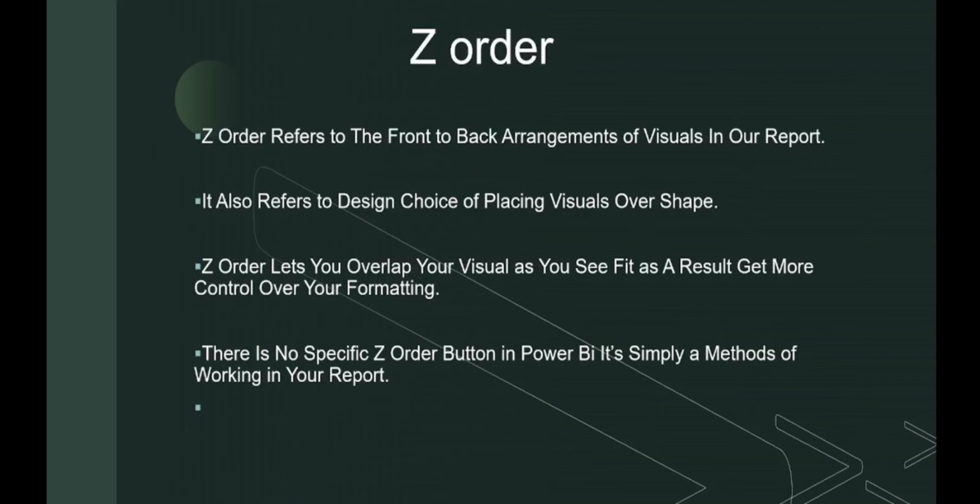Z order refers to the front to back arrangement of visuals in our report. It also refers to the design choice of placing visuals over a shape. Z order lets you overlap your visuals as you see fit, and as a result you get more control over your formatting. There is no specific Z order button in Power BI. It's simply a method of working in your report.